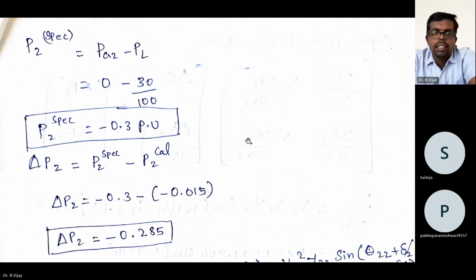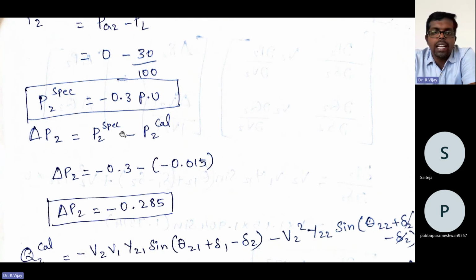Sorry, here PL is 30. So 30 by 100 is minus 0.3 per unit. So the P2 specified value is minus 0.3 per unit. Next, the change in real power: del P2 is equal to P2 specified minus P2 calculated. P2 specified we already calculated, that is minus 0.3, minus the P2 calculated value.